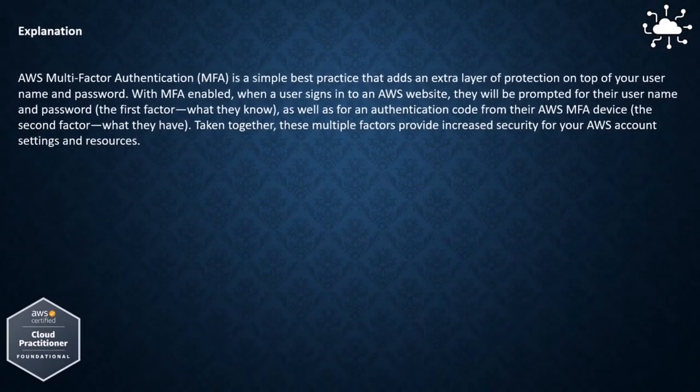Explanation. AWS Multi-Factor Authentication, MFA, is a simple best practice that adds an extra layer of protection on top of your username and password. With MFA enabled, when a user signs into an AWS website, they will be prompted for their username and password, the first factor, what they know, as well as for an authentication code from their AWS MFA device, the second factor, what they have. Taken together, these multiple factors provide increased security for your AWS account settings and resources.